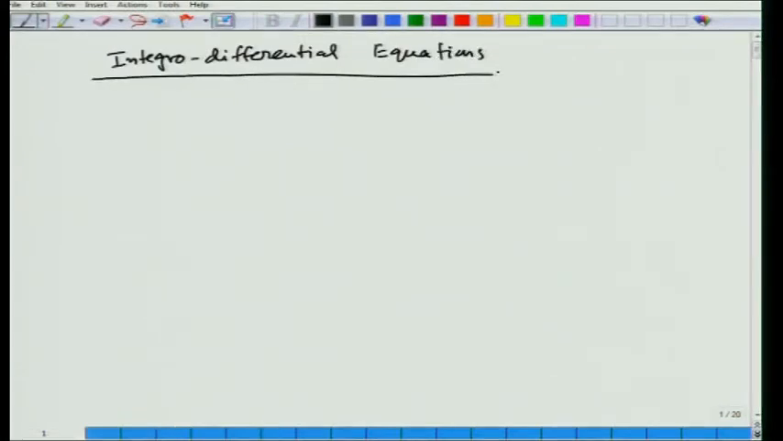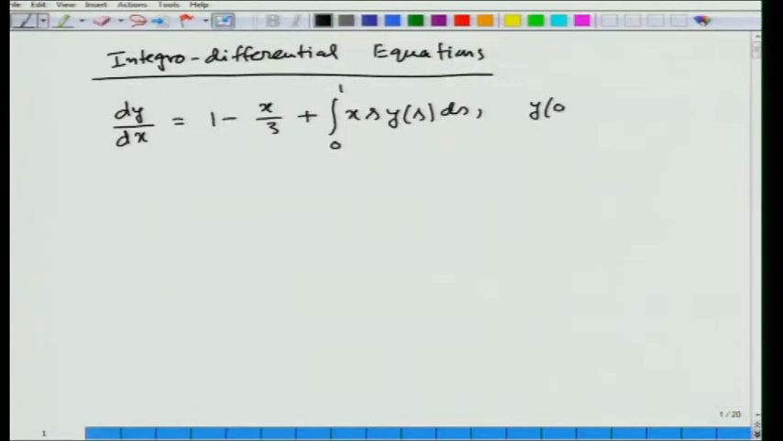First of all, we will be considering Fredholm integro differential equations. Two such examples of Fredholm integro differential equations are dy/dx = 1 - x/3 + integral 0 to 1 of x s y(s) ds, with y(0) = 0. This is an example of a Fredholm integro differential equation.